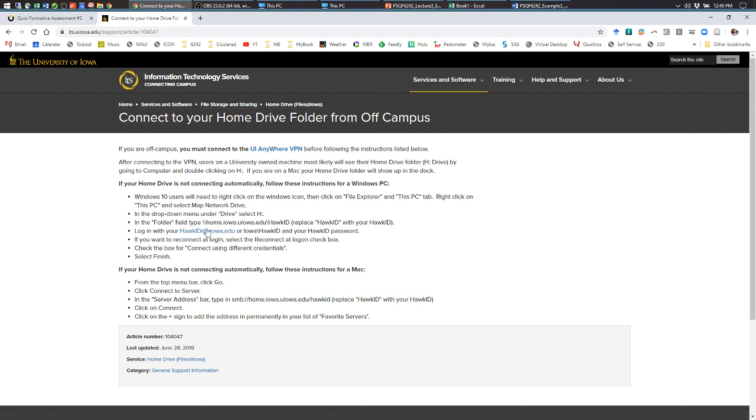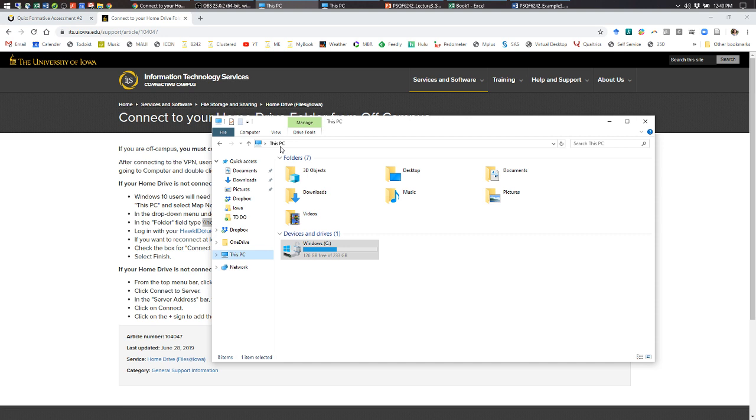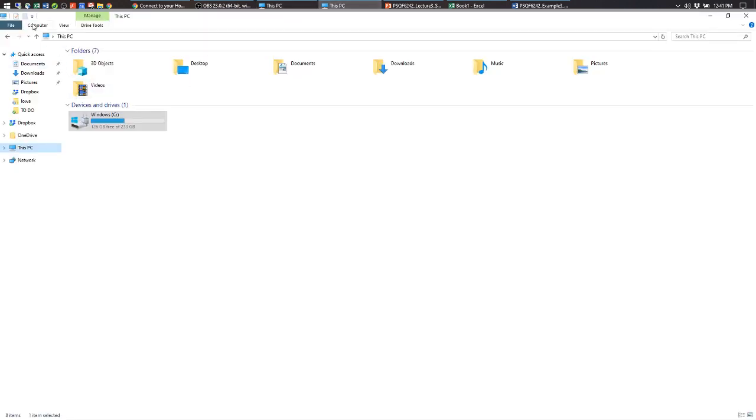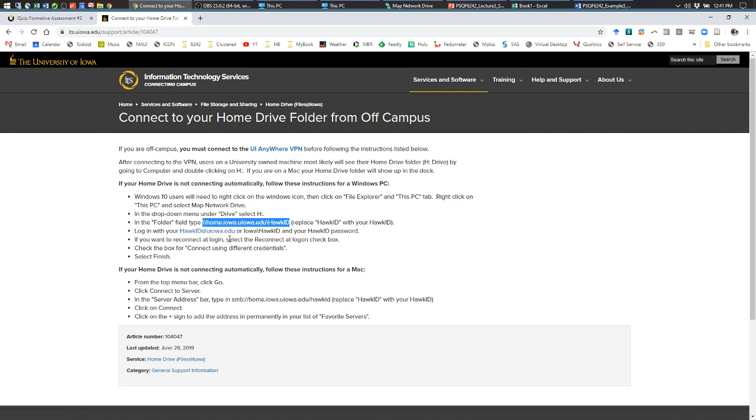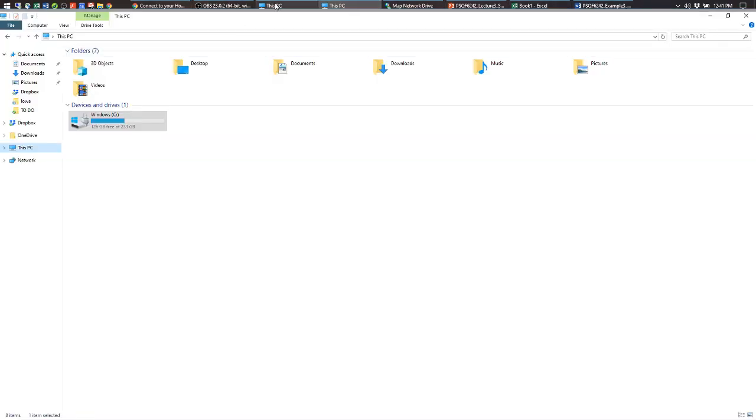All right, so here's what I have to type. Replace this with my HID. I am mapping a network drive, it's called H, so it's a place you can access from wherever. And replace Hawk ID with mine. Now what? Log in with your Hawk ID at UIowa or Iowa Hawk ID. The "or" is confusing, but whatever.